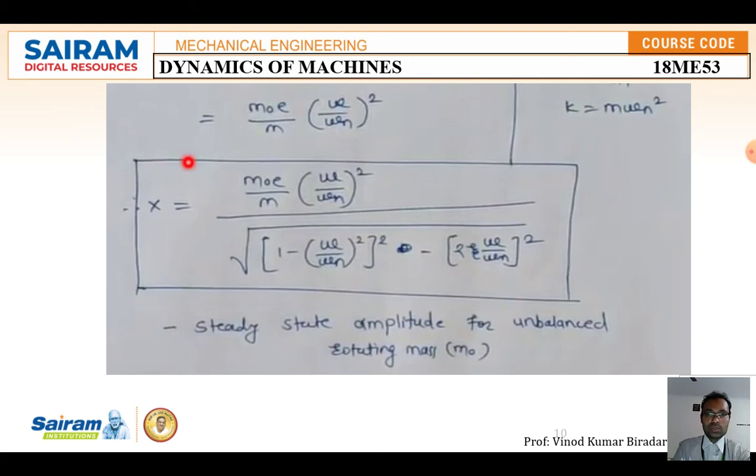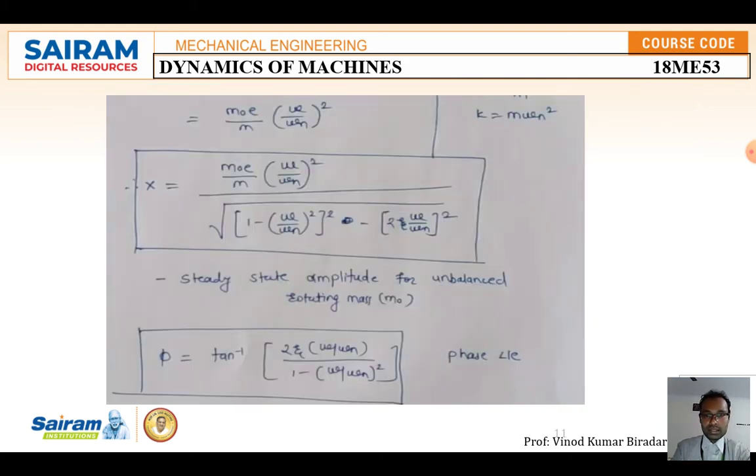Okay, so while solving the problem, you are going to get this equation. Same I wrote here. Again the phase angle is equal to tan inverse of 2 zeta omega by omega n divided by 1 minus omega by omega n whole square. Okay, this is about the phase angle. These two equations you have to remember while solving the problem. How I will write this equation directly while solving the problem, you have to remember: m naught, that is unbalanced eccentricity, total mass, omega by omega n, the remaining is as it is.